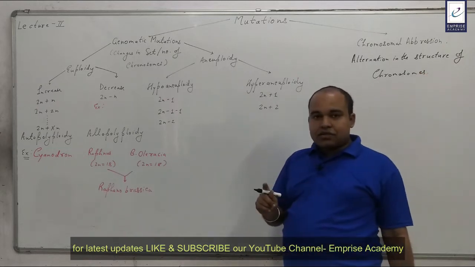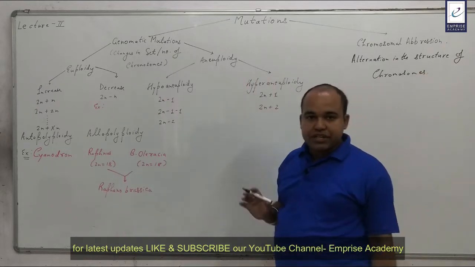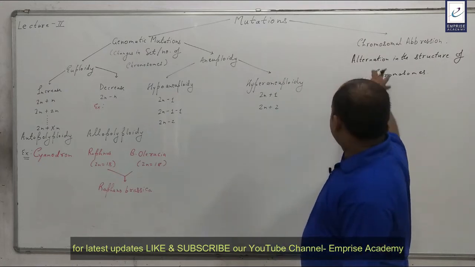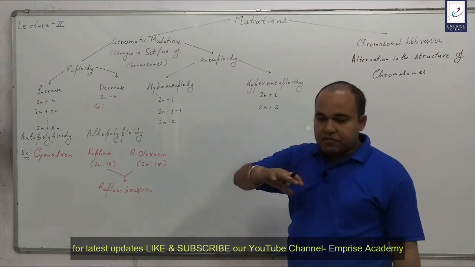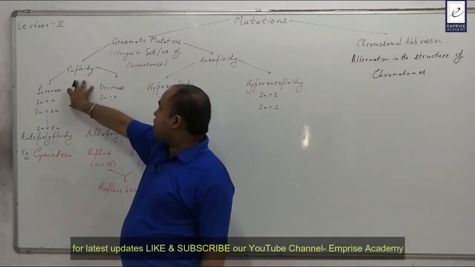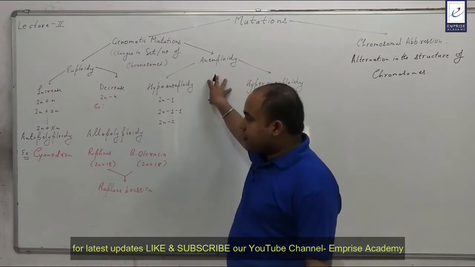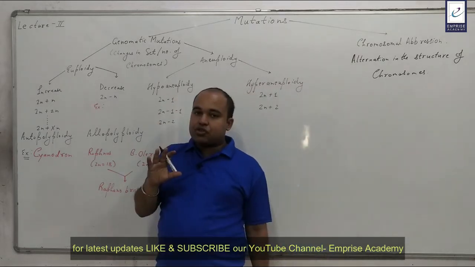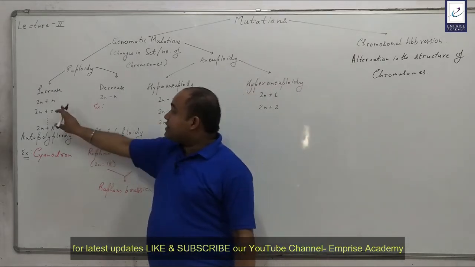In this class, we are going to talk about genomic mutations. In the next one, we are going to discuss chromosomal aberration and finish the topic of mutations. Now, genomic mutations I have already classified into Euploidy and Aneuploidy. Euploidy refers to the variation in the set of the chromosome.